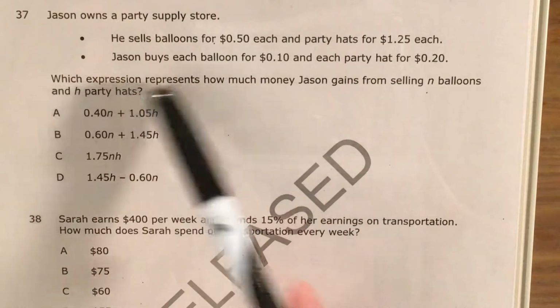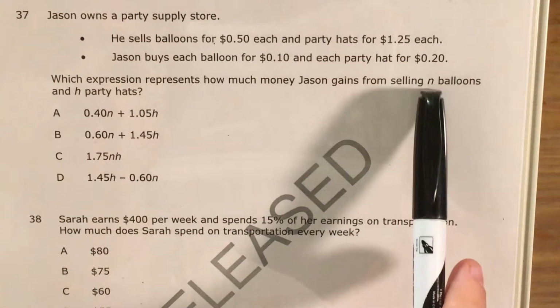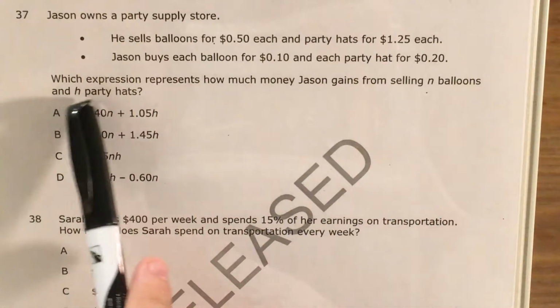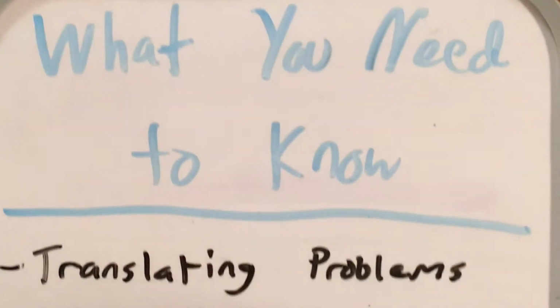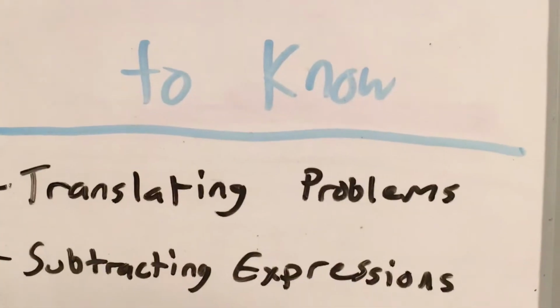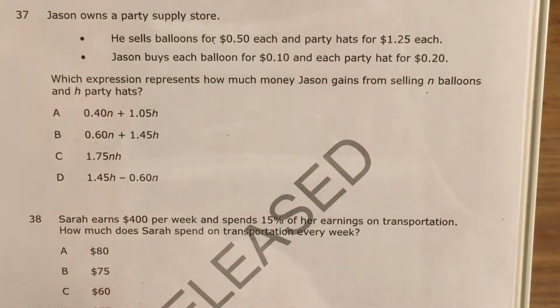And we're supposed to find out which expression represents how much money Jason gains from selling a certain number of balloons, which is called N here, and a certain number of party hats, which is called H. So to do a question like this and do it really well, you need to know how to translate problems and also how to work with subtracting expressions. Alright, so I'm going to get started by looking at the most important word in this entire problem, which is gains.